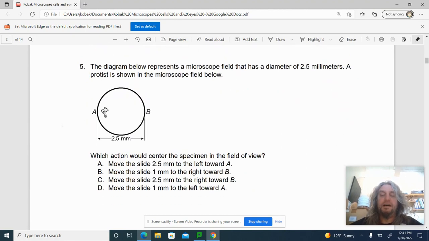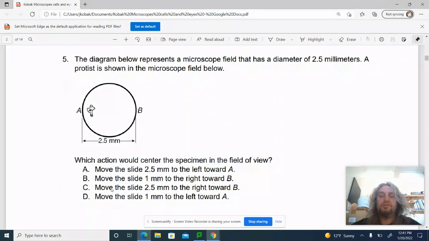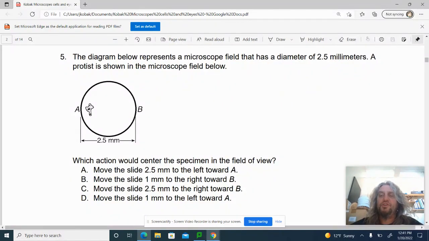Question number 5. The diagram below represents a microscope field of view that has a diameter of 2.5 millimeters. A protist is shown in the microscope field below. Which action would center the specimen in the field of view? A, move the slide 2.5 millimeters to the left towards A. B, move the slide 1 millimeter to the right towards B. C, move the slide 2.5 millimeters to the right towards B. D, move the slide 1 millimeter to the left towards A.